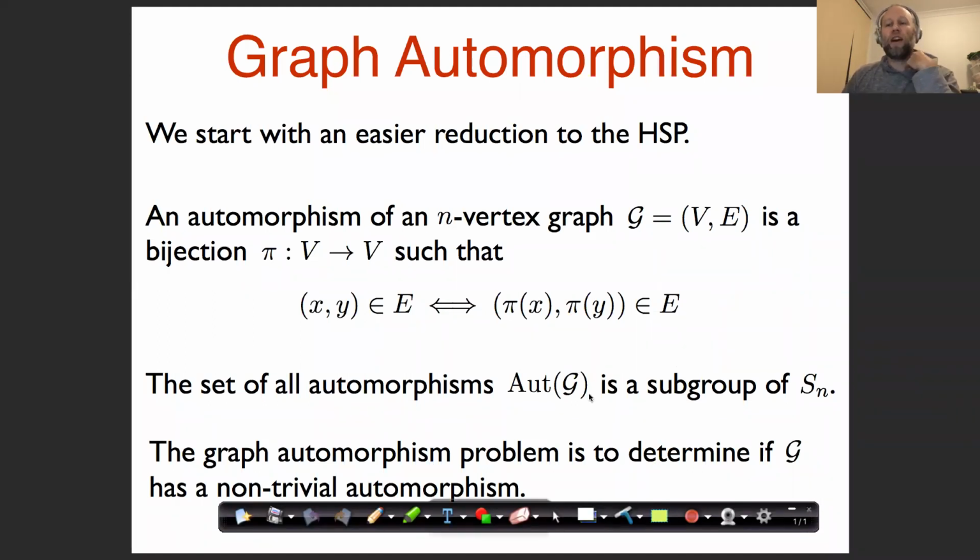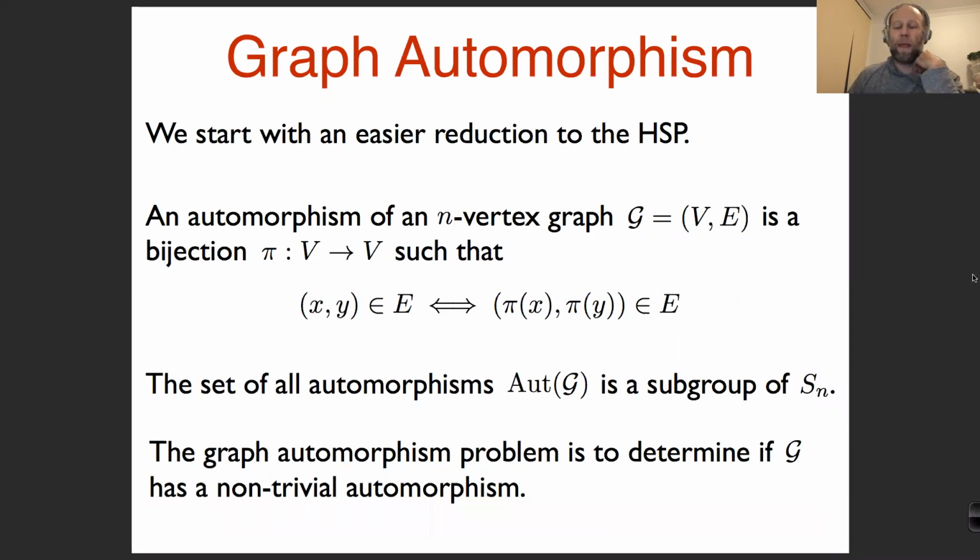Okay, good. So the graph automorphism problem is to determine if a graph has a non-trivial automorphism. Of course, just the identity map is always an automorphism of a graph. But we're interested in whether there is some other automorphism of the graph. And the set of all automorphisms, which I'm going to denote Aut(G), is a subgroup of S_n, the group of all permutations on n items. In this case, n vertices.